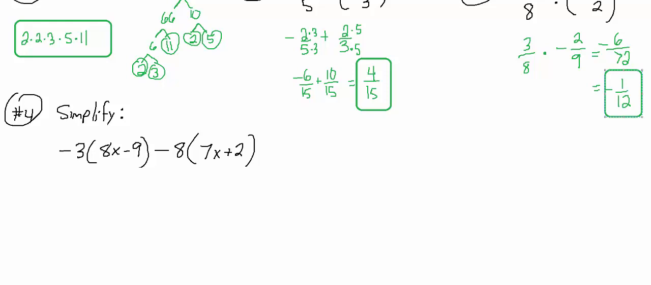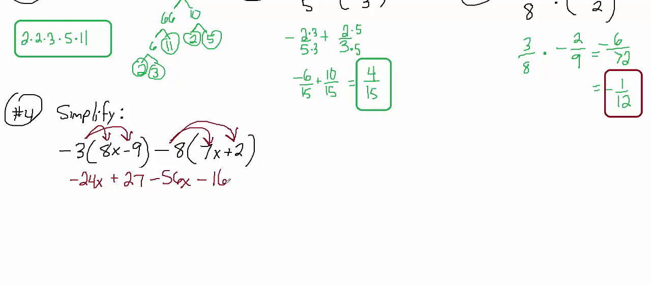On question number 4, you are going to have to distribute the negative. So the first thing I would do is distribute this negative 3 in. You get negative 24x. And negative 3 times negative 9, that's positive 27. Then do 8 times 7, that's negative 56x. Don't forget to distribute the negative, so that becomes negative 16, not positive. Careful. That's the largest error of all of algebra. Do not commit it.